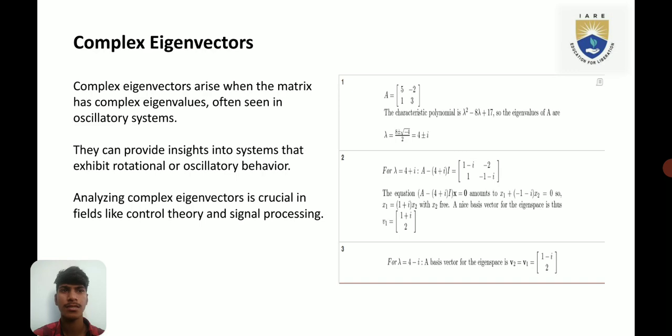In the image, they have given a matrix A. The characteristic polynomial is lambda squared minus 8 lambda plus 17. So the eigenvalues of A are lambda equals 8 plus or minus root of minus 4, divided by 2, which equals 4 plus or minus i.